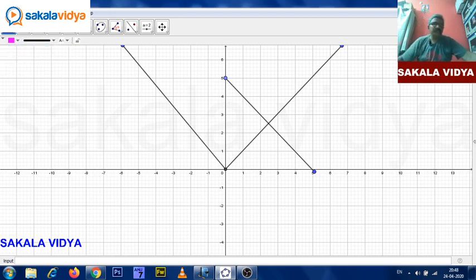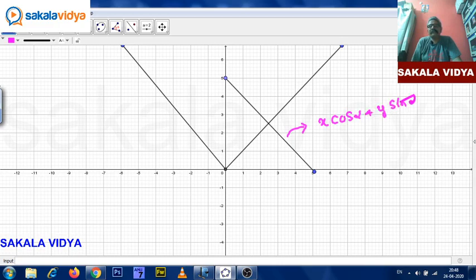Okay, let me explain now. See, this is x cos alpha plus y sin alpha is equal to p. So, generally this is perpendicular. X cos alpha plus y sin alpha is equal to p is the normal form. So, the distance from here to here is p. And this angle will be alpha.